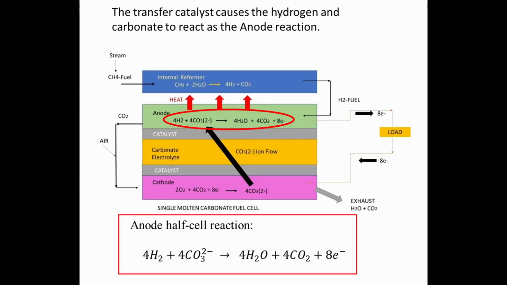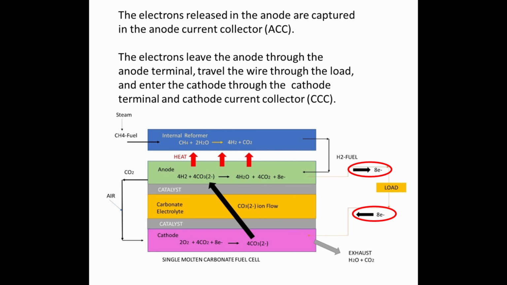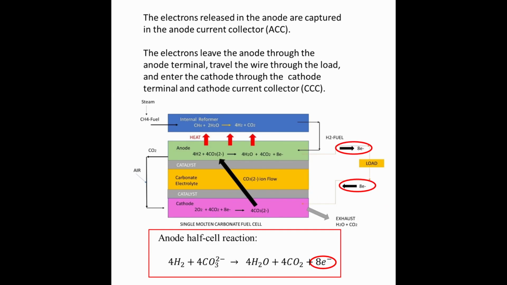In the anode transfer catalyst layer, the catalyst causes the anode half-cell reaction. H2 and CO3 double negative ions react into water, H2O, and carbon dioxide, CO2. In reacting with the hydrogen, the carbonate ion releases the 2 electrons that each carbonate ion carries. The released electrons move into the anode current collector, ACC, and out into the wire through the anode terminal. As written, the anode half-cell reaction releases 8 electrons.